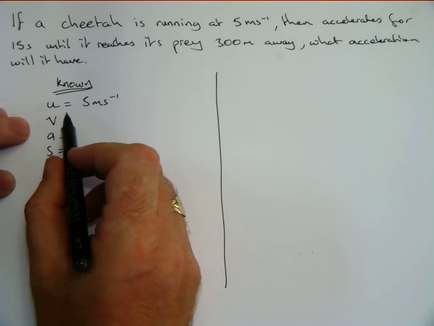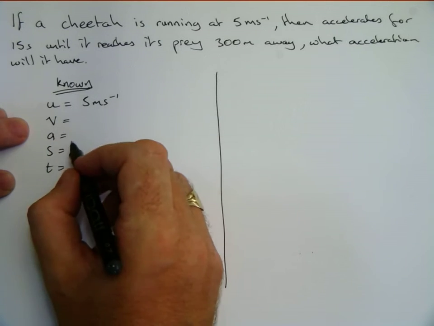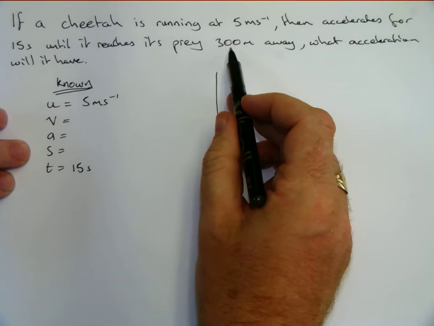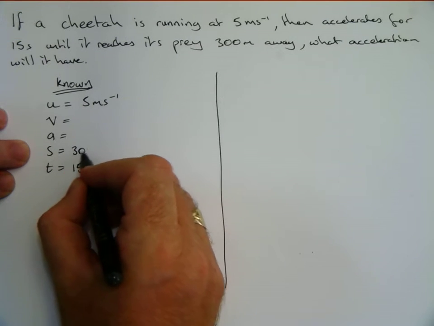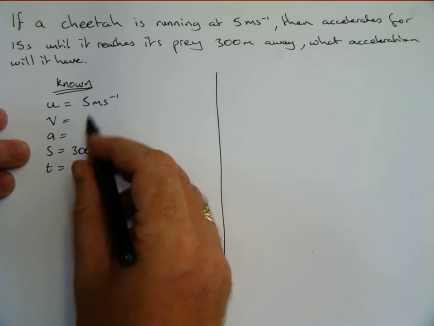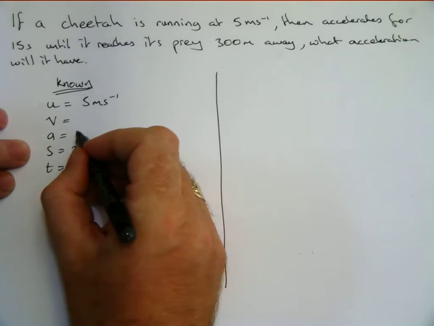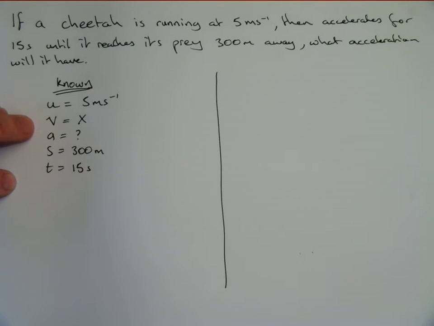The final speed we don't have. We do have the time, that's 15 seconds. We do have the distance that it travels, which is the same as the displacement, so that's 300 meters. Now we've got 3, and if we have 3 we can work out the other 2, and we are required to work out the acceleration, but we don't have any information about the final velocity.